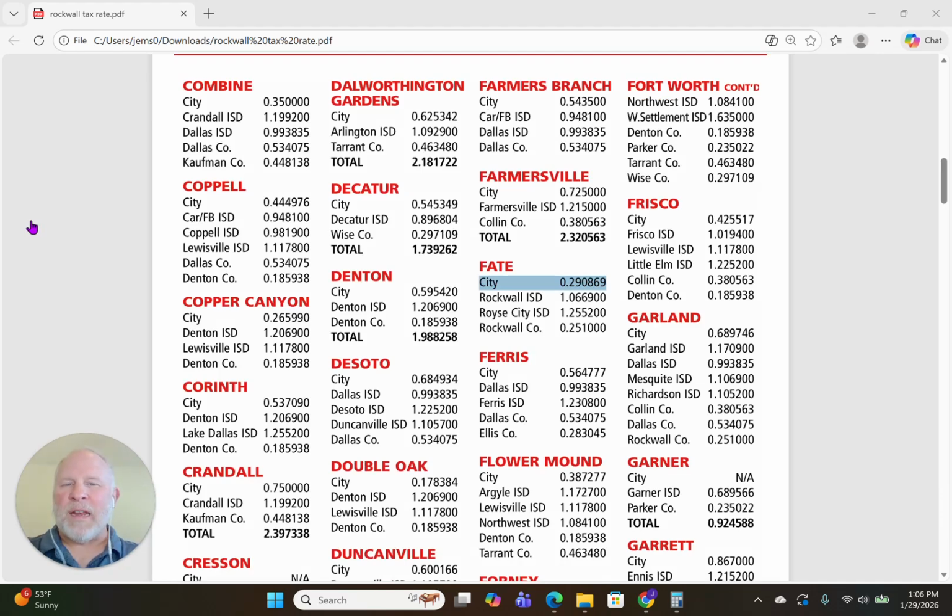Now that we have a rough idea of what all goes into your property taxes, let's take a look at a real life example and how you might go about calculating that. We're starting out looking at the city of Fate. Within there, we're going to have a city tax, but you can see there are two ISDs, because that town falls within two different independent school districts. You won't add up both of those. You'll choose the one that that particular property is in, and in this case, we're going to use Rockwall ISD. And then you add in the county as well.